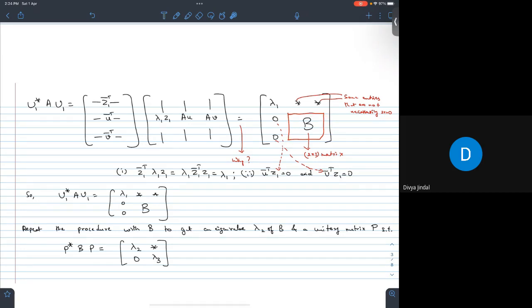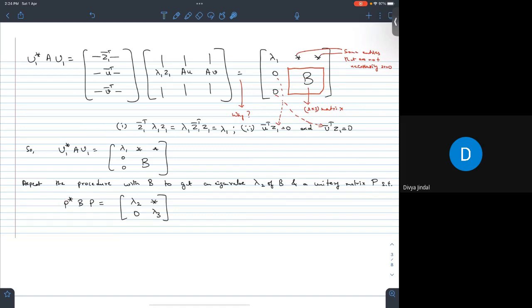And in this B matrix, again, I can take an eigenvalue of this and the corresponding eigenvector, and I can get a matrix like this. I can make up another unitary matrix P of a smaller dimension because if this is 3 cross 3, B is 2 cross 2. So I have a smaller unitary matrix, smaller in the sense it's 2 cross 2.